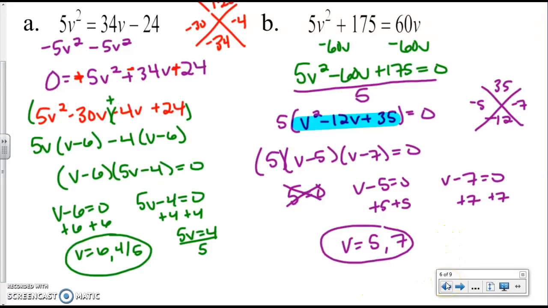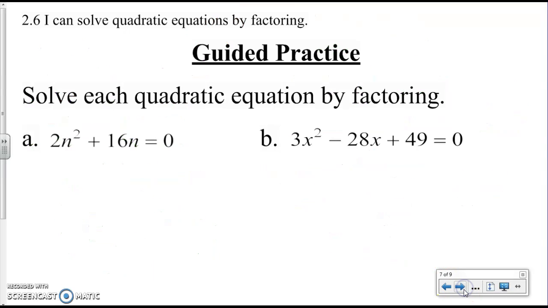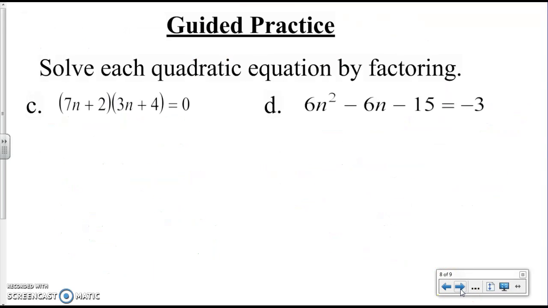Solving by factoring. You need to decide how to factor. So GCF, get everything equal to 0. GCF, and then decide if you're going to do x factor, AC split, difference of squares. Set all the parts equal to 0, and solve from there. There are 4 guided practice problems for you to try. So go ahead and try those. You can go through them in class.